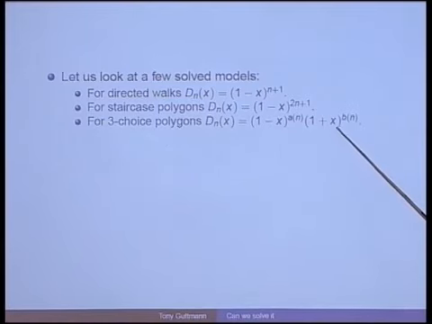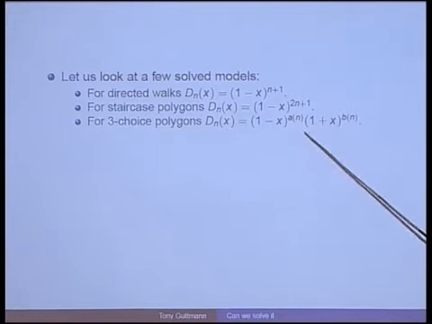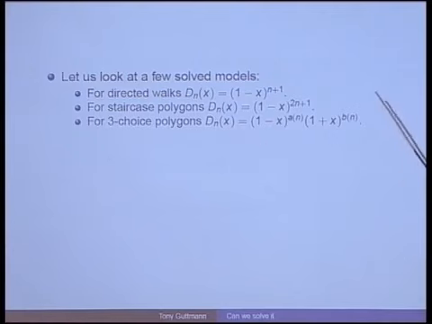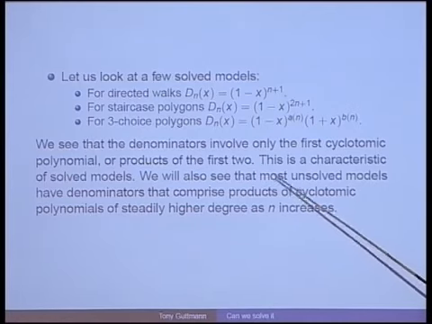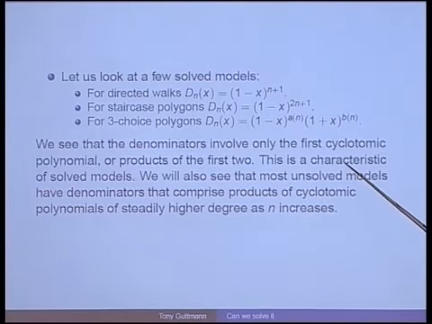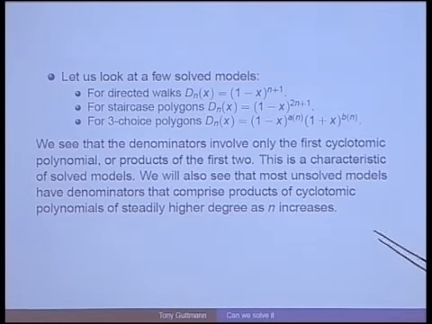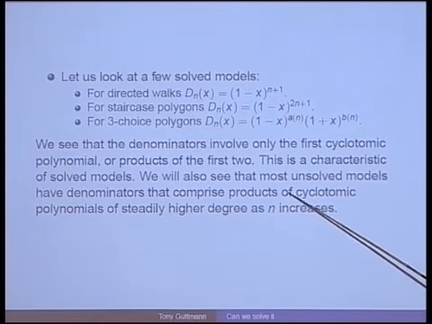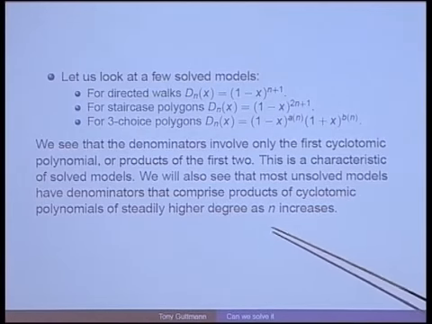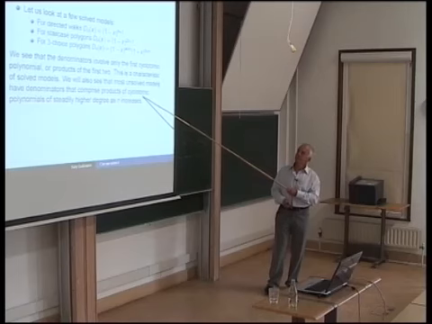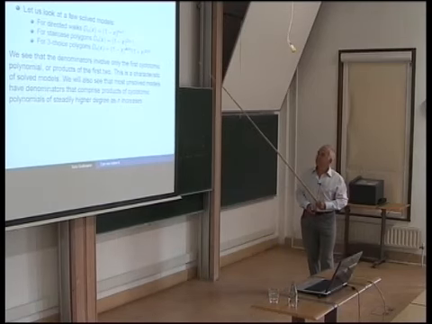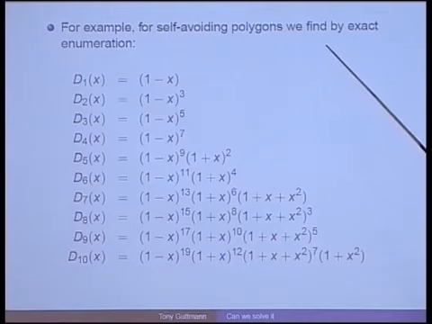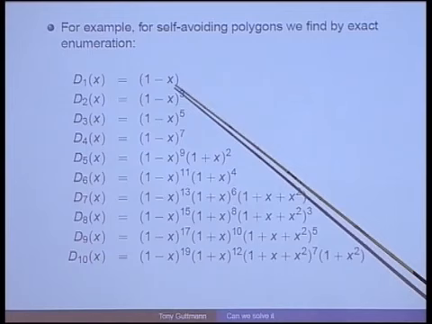So we just have psi_1 and psi_2, and it was this experimental observation that convinced me that this problem should be solvable, which is why we then went ahead and ground out the coefficients. So we see that the denominators in these solved cases only involve the first cyclotomic polynomial or products of the first two. And this is just an observation that this is a characteristic of solved models. We'll also see that most unsolved models have denominators that comprise products of cyclotomic polynomials of steadily higher degree as n increases. So this really splits the problems that we can solve and the problems that we can't solve into two classes. So for example, if we look at self-avoiding polygons based on our numerical work, we find by exact enumeration that these are the denominators.